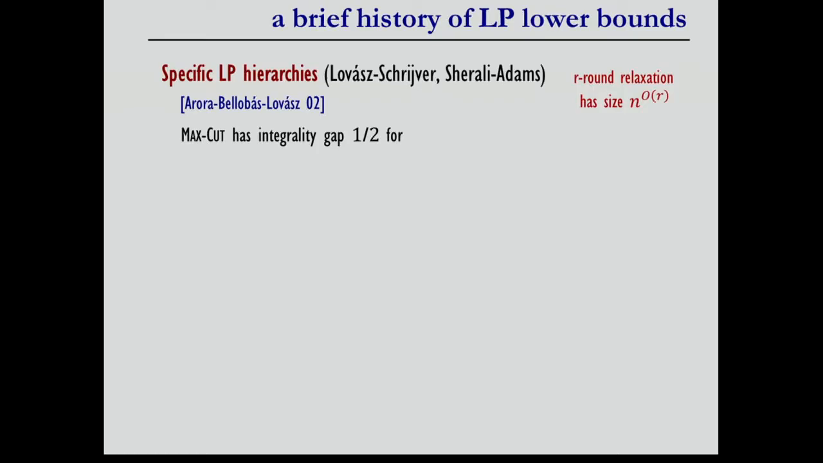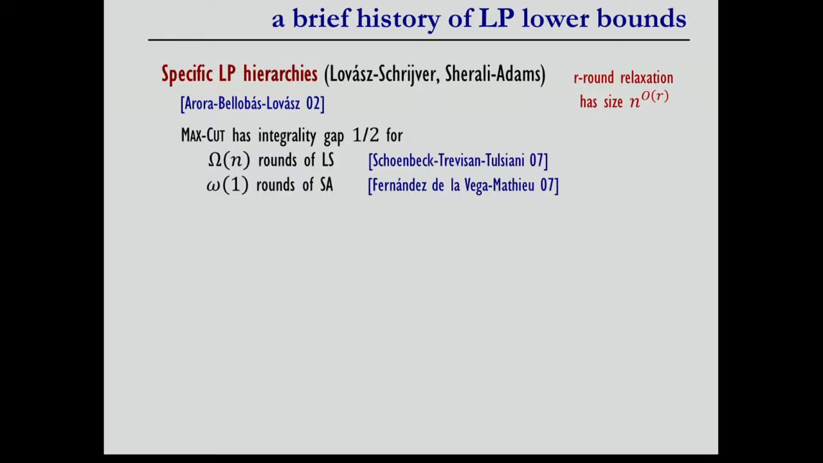So we know that max cut has an integrality gap of 1/2. Schoenebeck, Trevisan, and Tulsiani proved that in Lovász-Schrijver, for a linear number of rounds, the gap is still 1/2. I should mention that Sherali-Adams is strictly stronger than Lovász-Schrijver, so lower bounds for Sherali-Adams are stronger than for Lovász-Schrijver. Fernandez de la Vega and Mathieu proved that any constant number of rounds of Sherali-Adams still has a gap of 1/2 for max cut. And then Charikar, Makarychev, and Makarychev actually proved that n to the epsilon rounds of Sherali-Adams still has an integrality gap of 1/2.